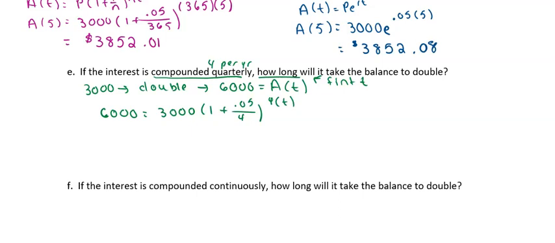Right? Let's divide both sides by 3,000. If I divide both sides by 3,000, I'll get 2 is equal to 1 plus 0.05 over 4 raised to the 4t. I need to get the t out of the exponent. And the way we get a t out of the exponent, or any variable out of an exponent, is with the natural log. So if I take the natural log of both sides, that will leave me with the natural log of 2 is equaling 4t times the natural log of 1 plus 0.05 over 4.